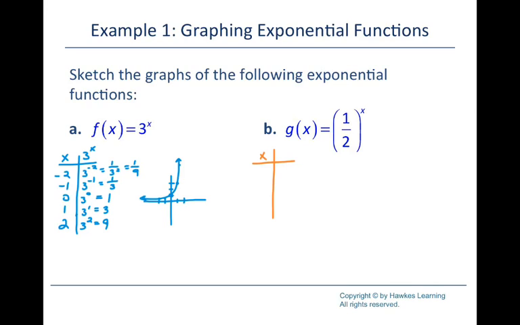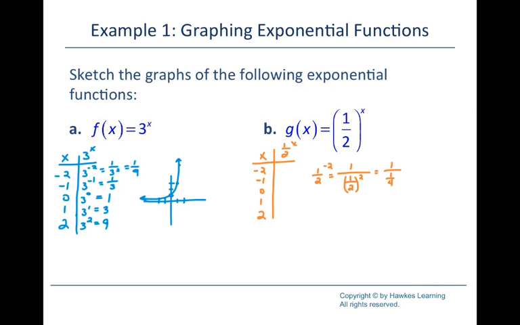We have x, and then we have 1/2 to the x power, and we're going to pick -2, -1, 0, 1, and 2. Alright, so I'm going to go off to the side just to do this work so you can see it. The first thing is going to be 1/2 to the -2 power, which is 1 over 1/2 squared. Okay? Now let's think about that. Remember that -2 puts it in the denominator, and then the exponent changes to positive.